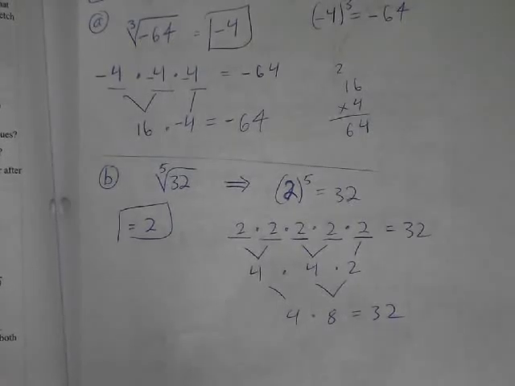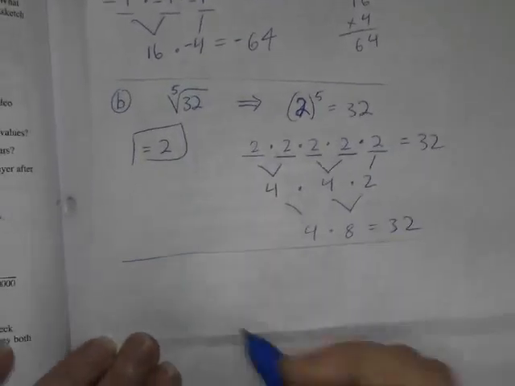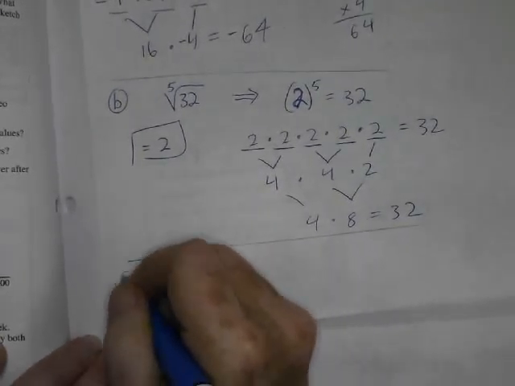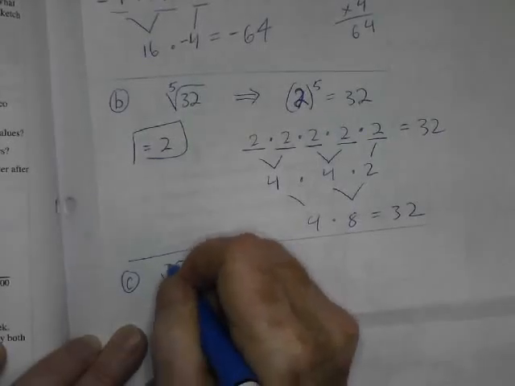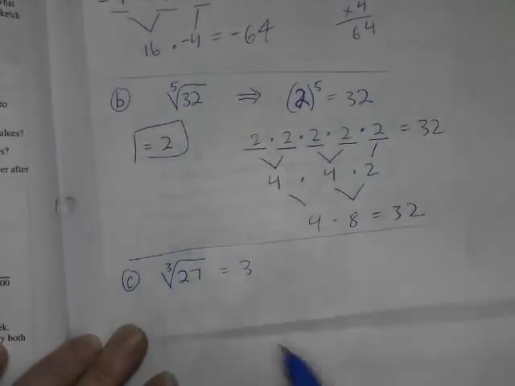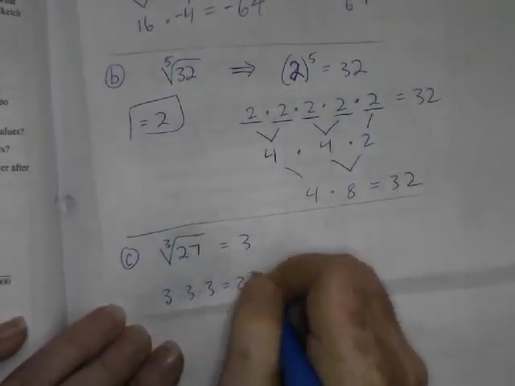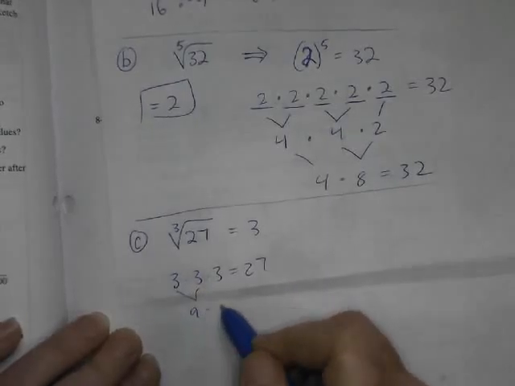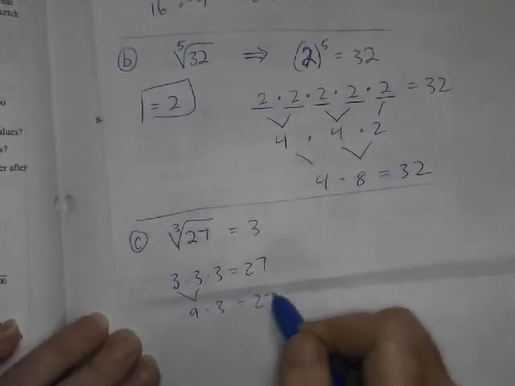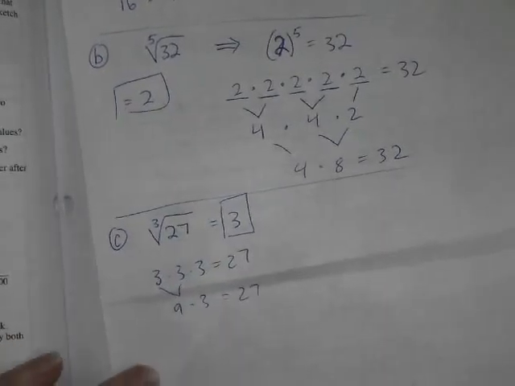Are there questions right now? No. Okay, after you do more of them, you guys are going to get this. Here's letter C. Now I know somebody's going to get this. What is it? 3, because 3 times 3 times 3 equals 27. See, 3 times 3 is 9, times 3 is 27. So that's why the answer is 3. That's easy.